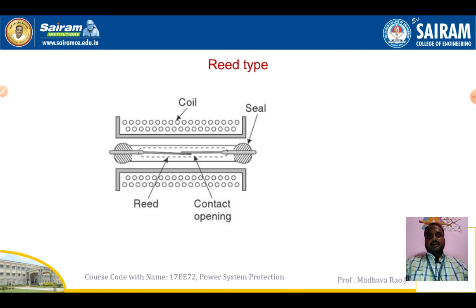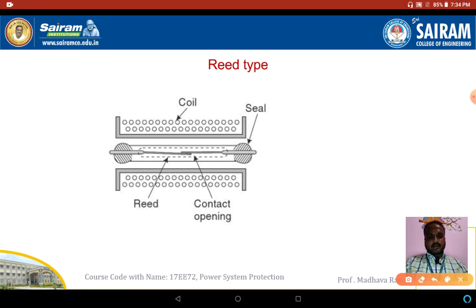These strips are sealed in a closed glass capsule. You can observe this in this diagram. This is the glass closed contact, and in between, the strips are placed. The strips are made of nickel. Surrounding the coil, you can observe the reed contact here and the open contact here.